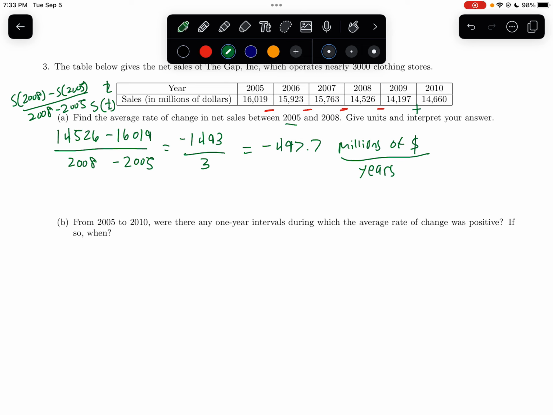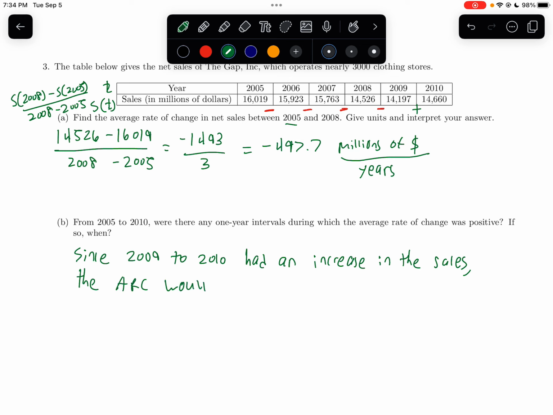So since 2009 to 2010 had an increase in the sales, the average rate of change would be positive from 2009 to 2010, and that'd be the only case.